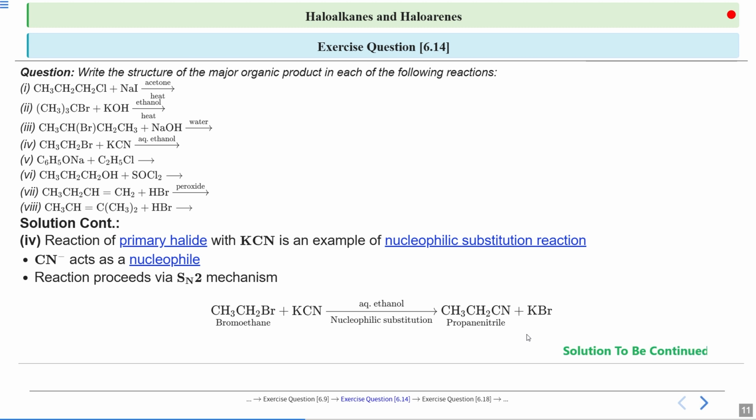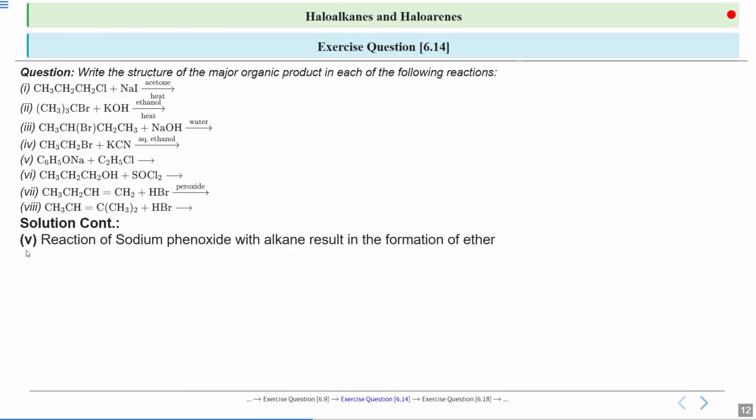Okay, let's see the fifth reaction. This is a reaction of sodium phenoxide with an alkyl halide. Sodium phenoxide with the alkyl halide results in the formation of ether. So you have this sodium phenoxide, C6H5ONa, when it reacts with chloroethane. So this is a Williamson synthesis. This reaction is a Williamson synthesis reaction, and what will happen?